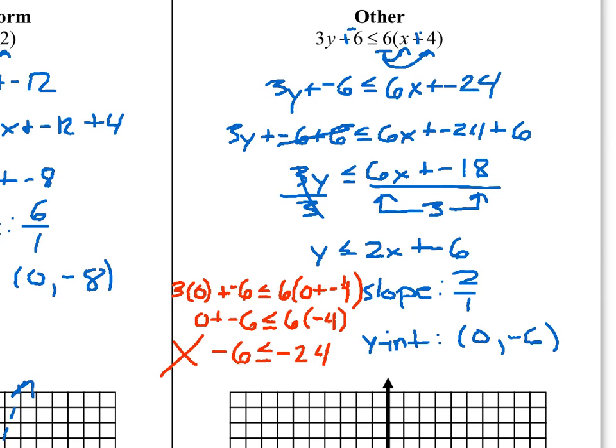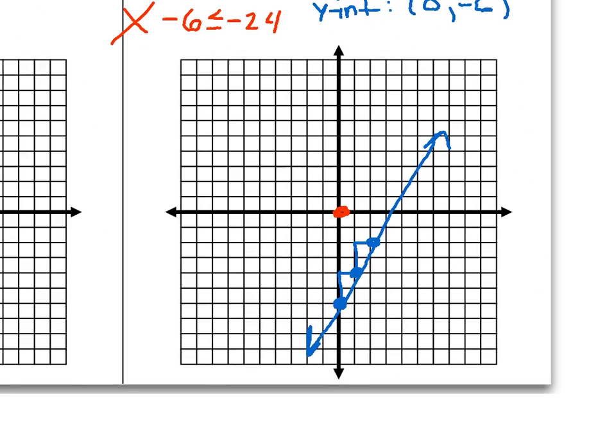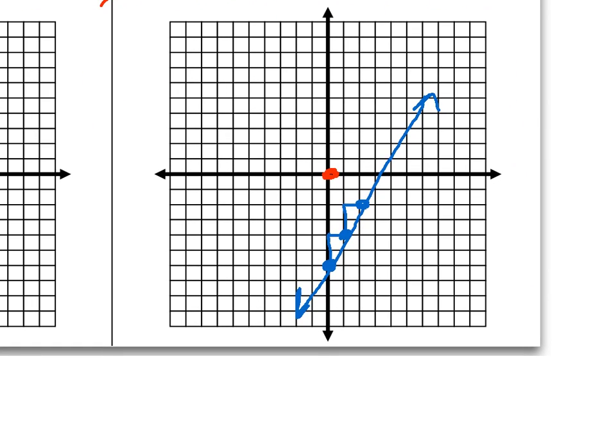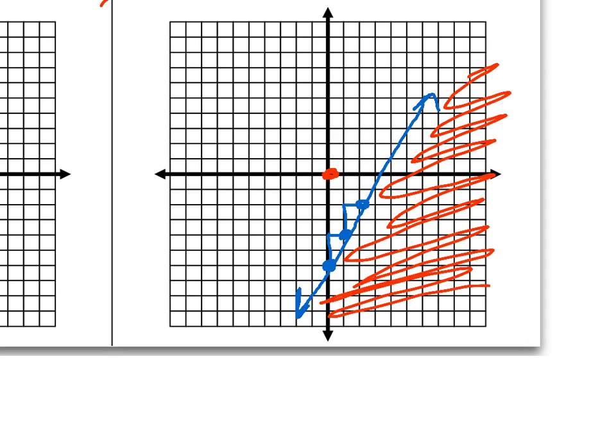No, I'd much rather owe somebody $6 rather than $24. So this is not a true statement. Since that's not a true statement, we do not want to shade in the side of the 0, 0. We want to shade in the other side. So that's, in this case, the right-hand side. We're good to go. Any questions about our work for today?